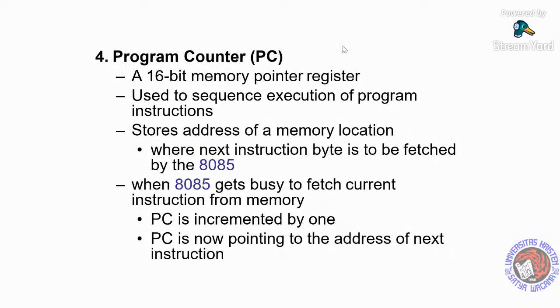So we have a program counter. It is a 16-bit memory pointer used to sequence the execution of the program instructions. Sequence means which instruction in the program needs to be processed. It is the job of the program counter, as a pointer, to point to the address of the instruction to be processed.